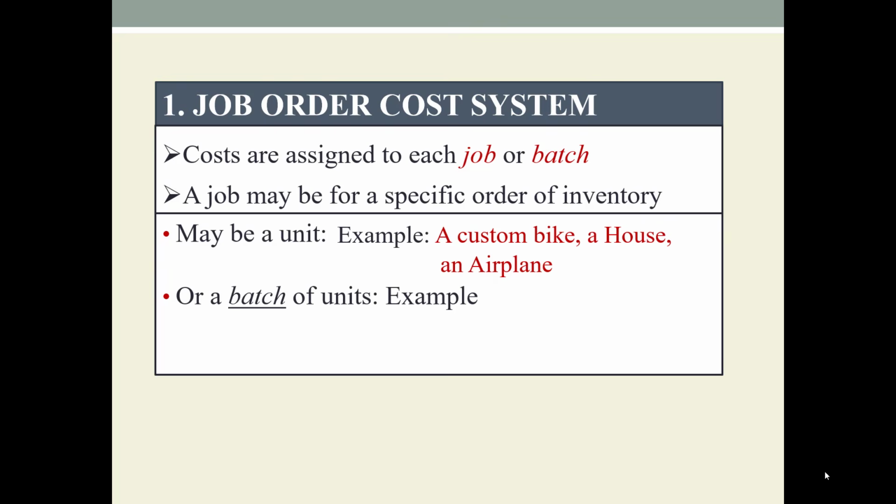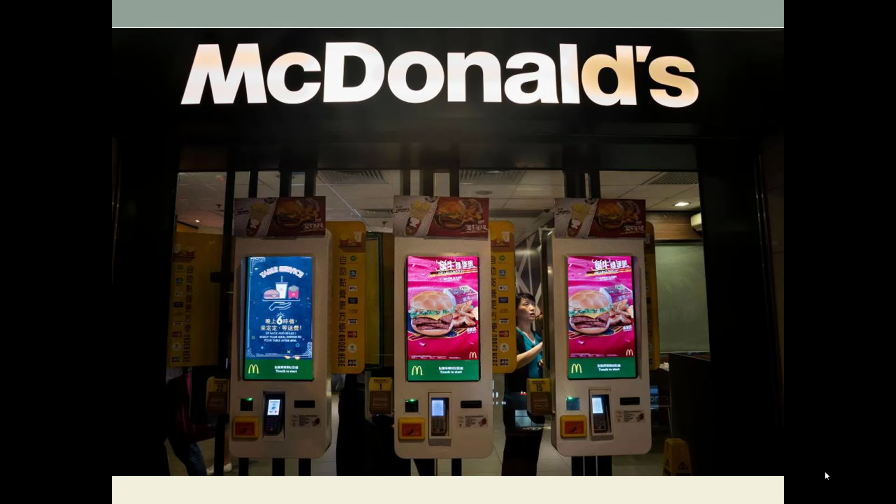It could be a batch of units. 100 custom t-shirts. They would not trace the cost of producing one t-shirt at a time. They would trace the cost of producing the 100 t-shirts that, say, a student organization orders at the beginning of an academic year. 30 McDonald's kiosks. If McDonald's is going to open 10 new stores, they might order 30 of these kiosks that allow customers to self-order. These will be produced according to McDonald's specifications.